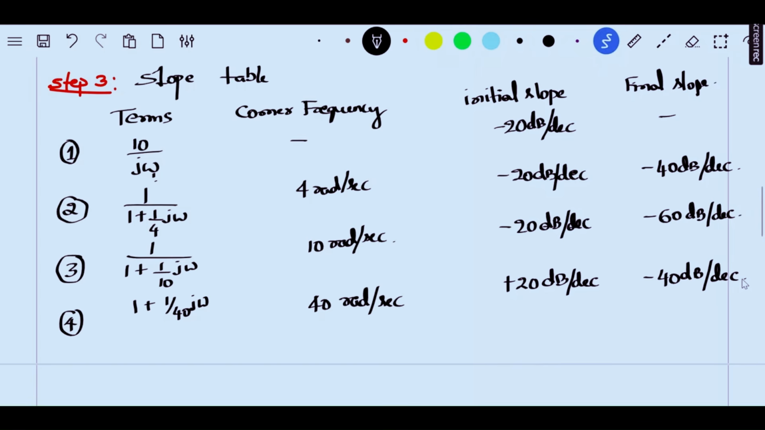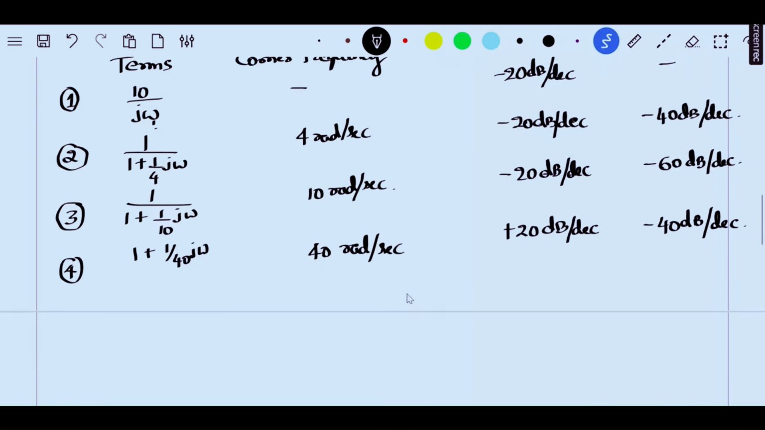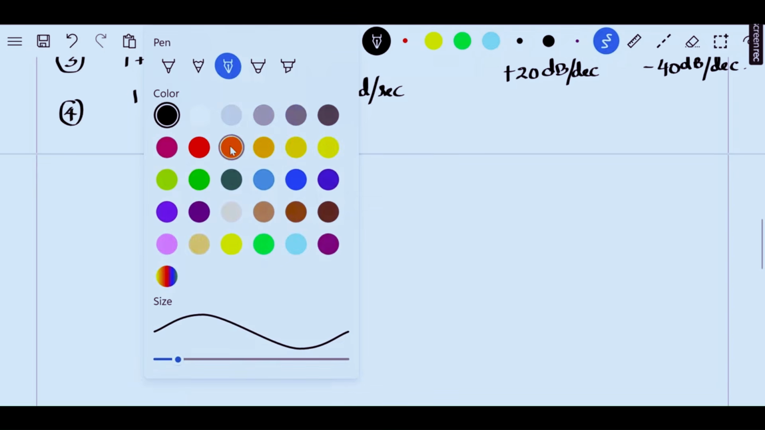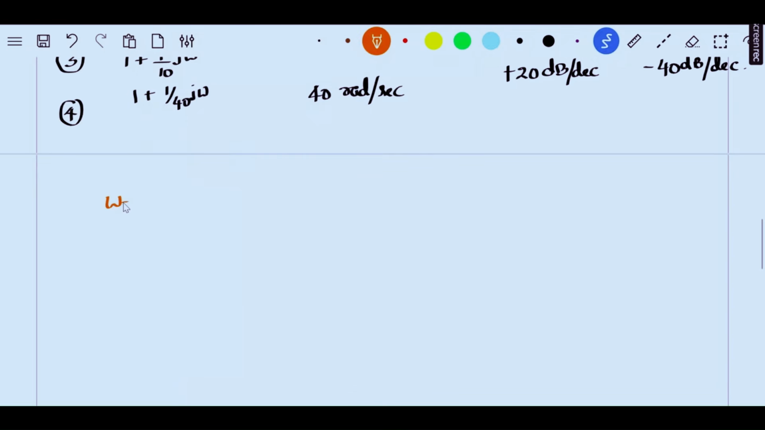Now these slopes will be considered when we plot the magnitude plot. But before plotting the magnitude plot, we need to calculate the magnitude value at the various corner frequencies that we had. So let me rewrite the corner frequencies which we have calculated. We had omega C1, which was 4 radians per second, omega C2, which was 10 radians per second, and omega C3, which is 40 radians per second. Okay, now these are the three corner frequencies.